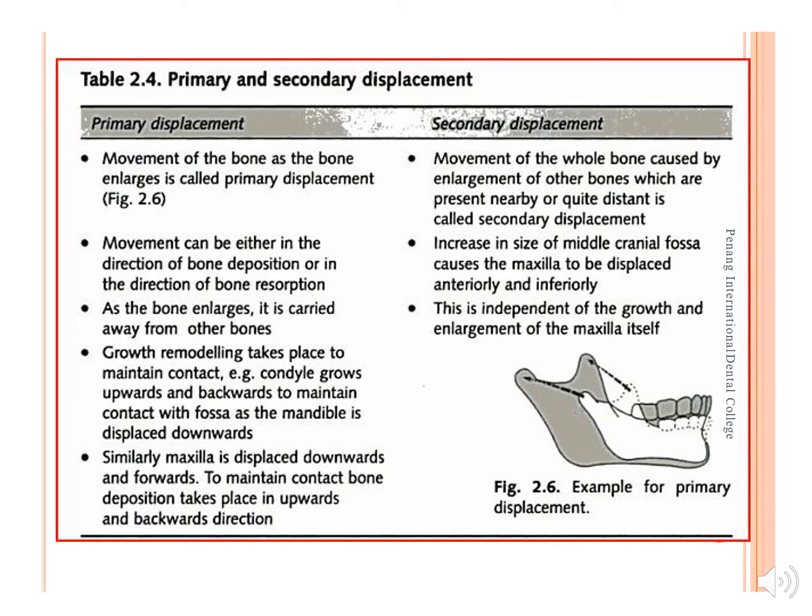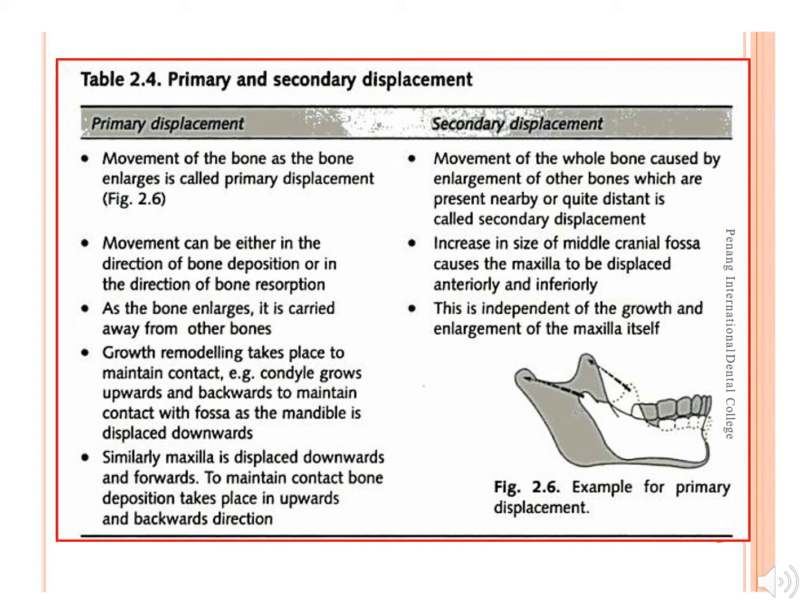Okay, this table shows more explanation about the primary and secondary displacement. Now we will focus on the primary displacement. Primary displacement means that there is a movement of the bone as the bone enlarges itself. The movement can be either in the direction of bone deposition or in the direction of bone resorption. As the bone enlarges, it is carried away from other bone. Growth remodeling takes place to maintain contact.